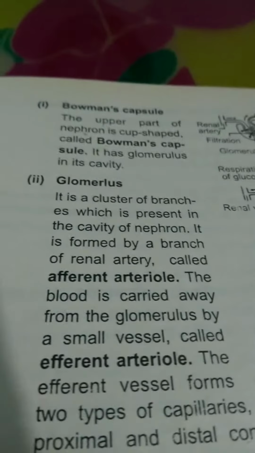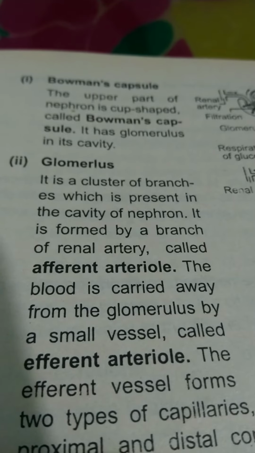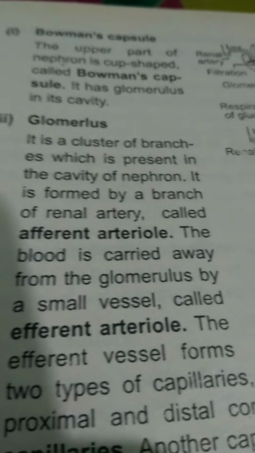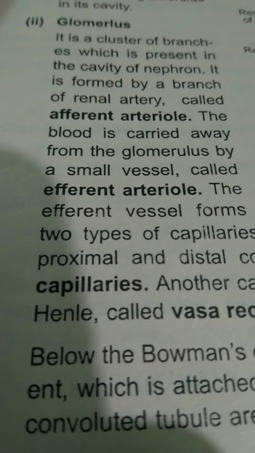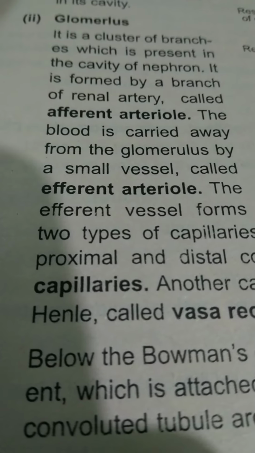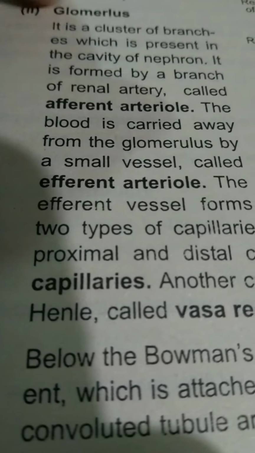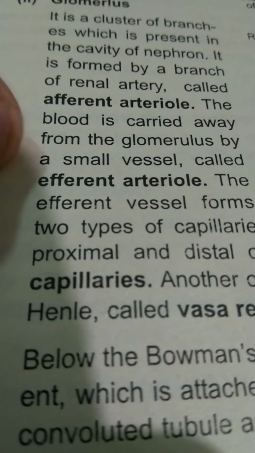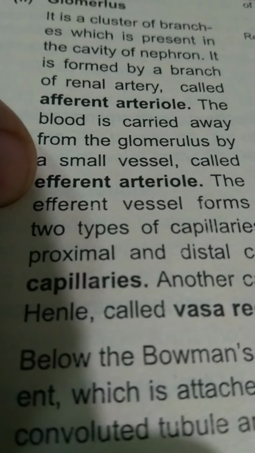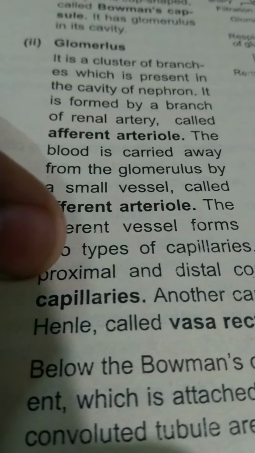Number 1, Bowman's capsule. The upper part of the nephron is cup shaped, called Bowman's capsule. It has the glomerulus in its cavity. Number 2, glomerulus is a cluster of capillaries which is present in the cavity of the nephron. It is formed by a branch of the renal artery called the afferent arteriole. The one that is coming to the tubule is afferent. The one that is leaving the glomerulus is efferent. The blood is carried away from the glomerulus by a small vessel called the efferent arteriole. The efferent vessel forms two types of capillaries, proximal and distal.